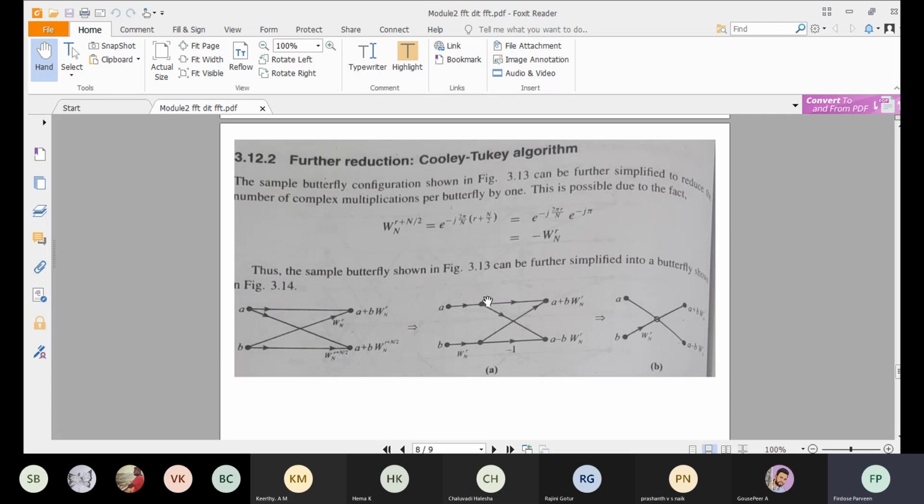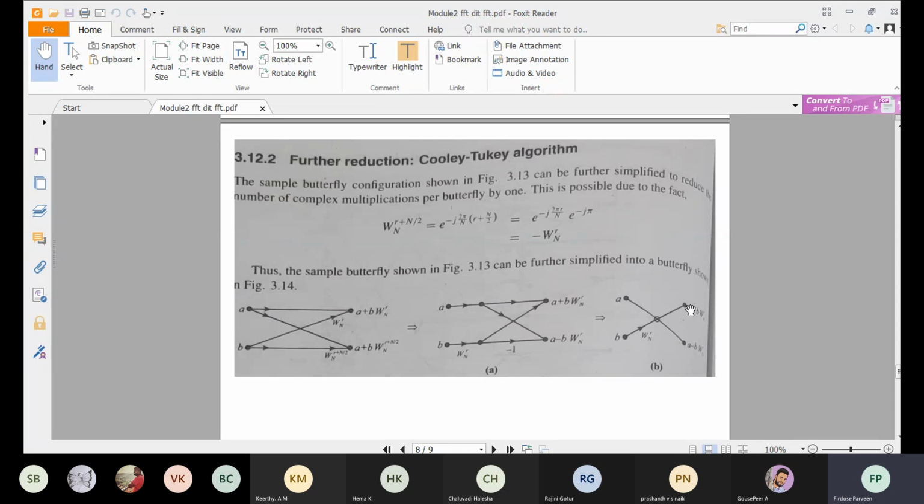So how will you write? See this diagram. This is a, you will be getting here a, this is b. So b into wn to the power of r. At this point it is a, the flow is coming from here, b into wn to the power of r. So a plus b into wn to the power of r. In the same way, at this point what you will be getting? It is a, okay. So b into wn to the power of r, this is minus 1. So what you will be getting at this point? A minus b wn to the power of r, which can also be written in this way.